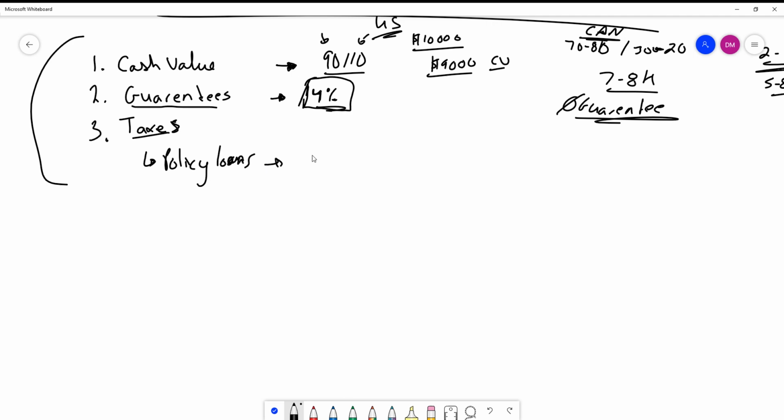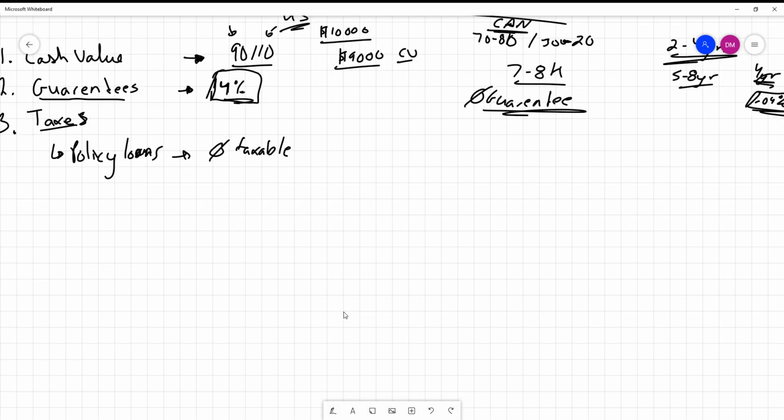In the States, policy loans are not taxable, meaning that if you have $1 million, and I could be wrong here, but as I understand it, if you have $1 million in your policy, you can go ahead and borrow from the insurance company up to whatever rate the insurance company will lend on that, 90% typically, and you can get a policy loan for $900,000 without having to worry about taxes. So in Canada, it's a little different.